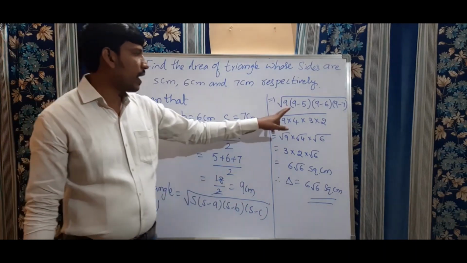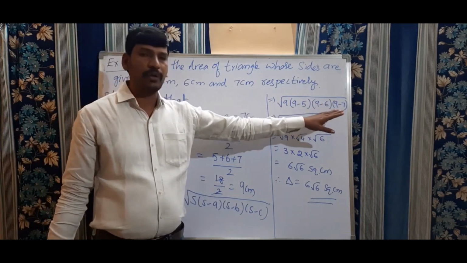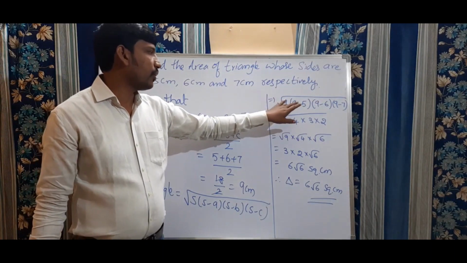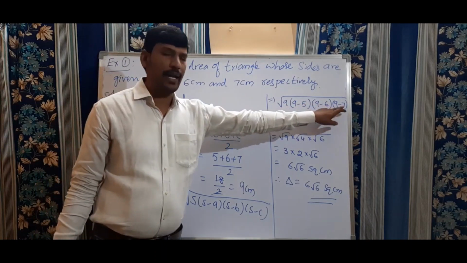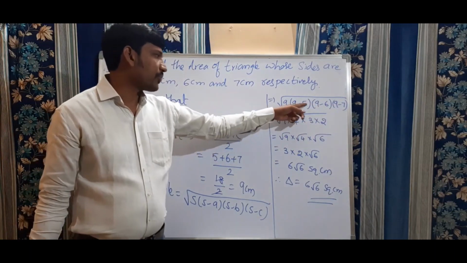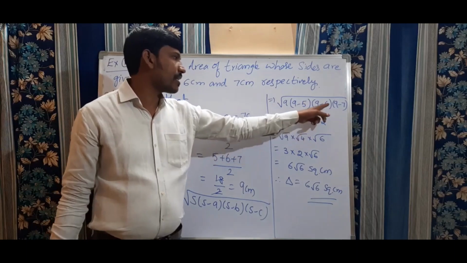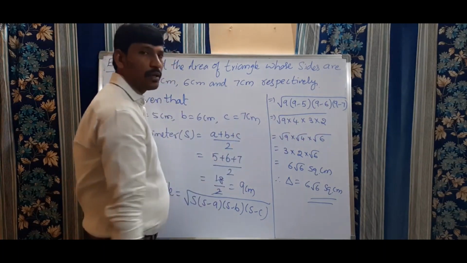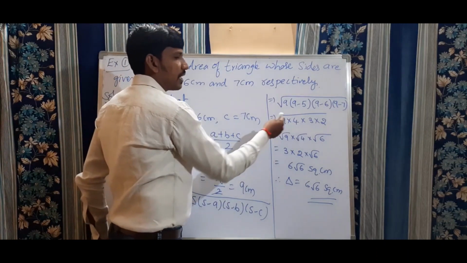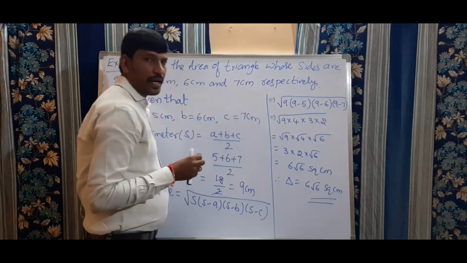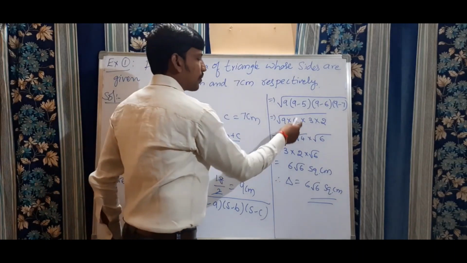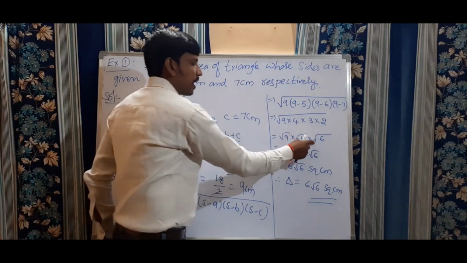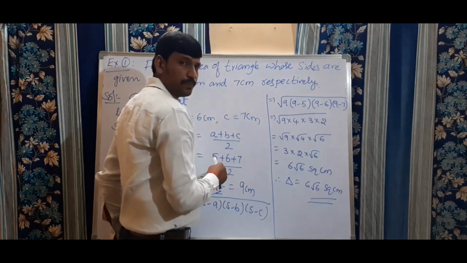Now in this, what is s value, what is a value, what is the b value, what is c value? Substitute in this, you will get square root of 9 into 9 minus 5, 9 minus 6, 9 minus 7. So 9 minus 5 is 4, 9 minus 6 is 3, 9 minus 7 is 2. Now I have to separate the square root for each and every number. 9 is a perfect square number. So square root of 9 into square root of 4 into, these two are prime numbers, you can take directly square root of 3 to the 6.